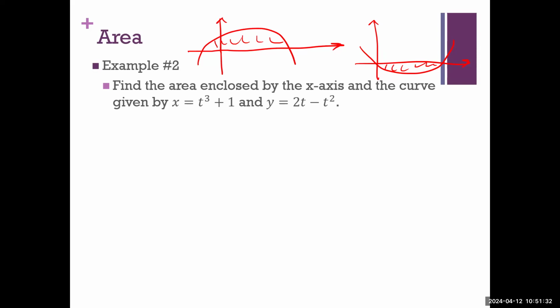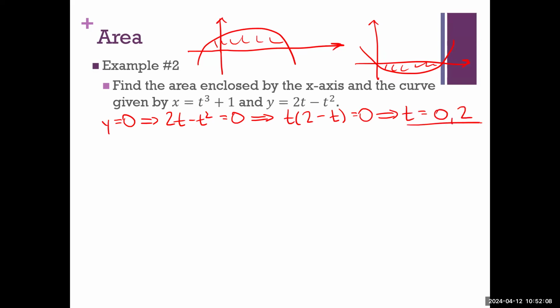You want to know where it crosses the x-axis. Where does it cross the x-axis? Wherever y is equal to 0. So y equals 0 gives us this equation: 2t minus t squared equals 0. How can we solve that? Right, so factor out a t. So now I get t equals 0 and t equals 2. So that's important. That gives me my bounds.